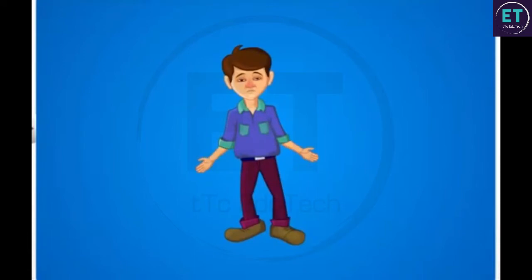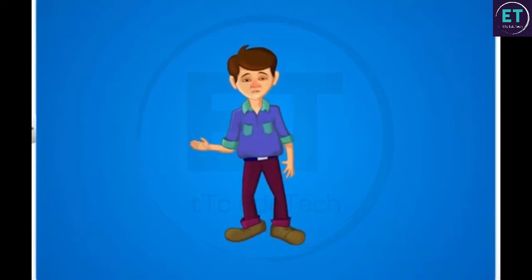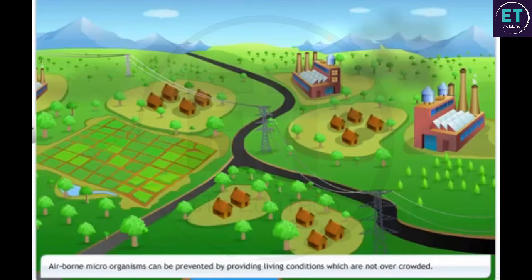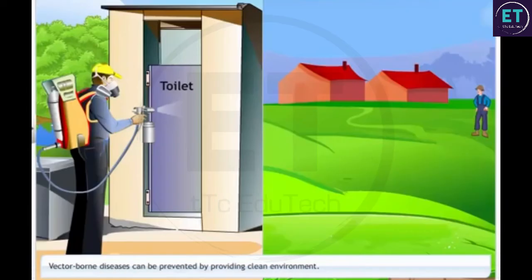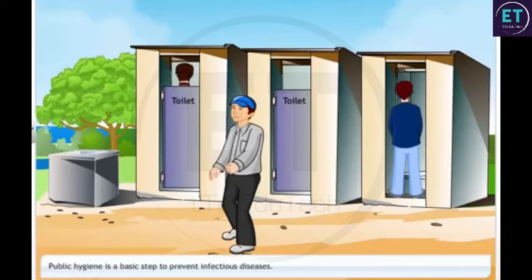Mom, how can we prevent infectious diseases? Airborne microorganisms can be prevented by providing living conditions which are not overcrowded. Waterborne microorganisms can be prevented by providing clean drinking water. Vector-borne diseases can be prevented by keeping our surroundings clean. This will not allow mosquitoes to breed. Public hygiene is a basic step to prevent infectious diseases.